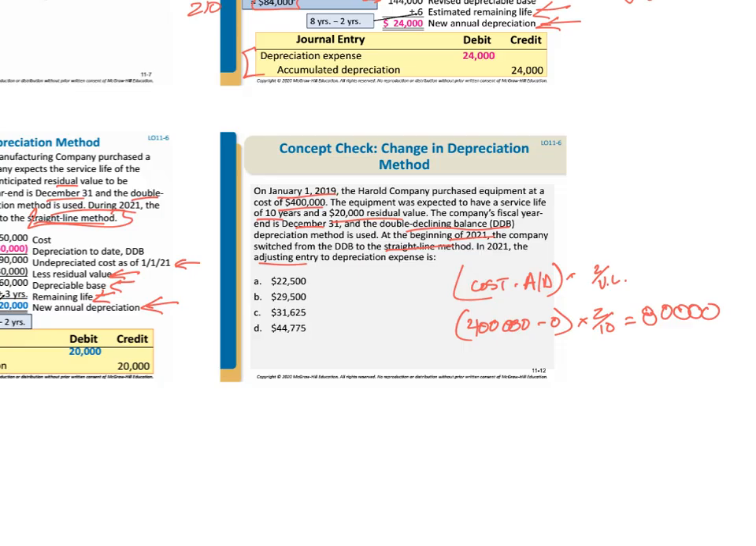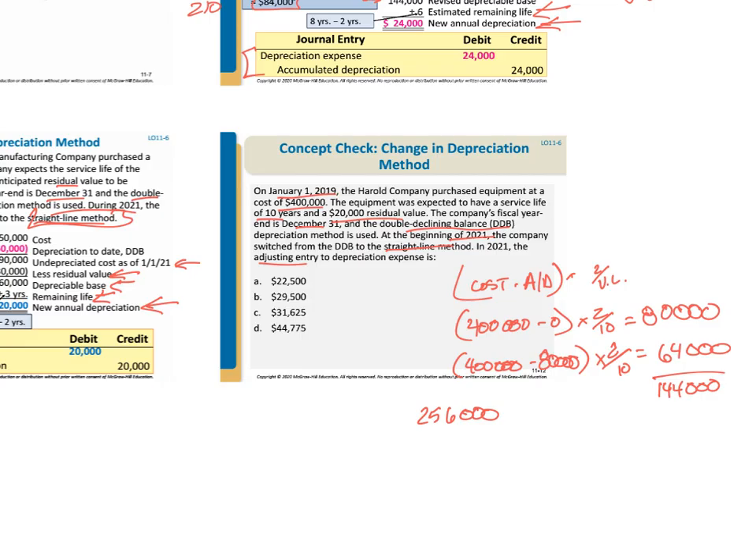We'll then do the second year. We'll retake $400,000. And now we have a cumulative depreciation of $80,000. So we'll back that out as well. Multiply by 2 over 10, and this gives us $64,000. We'll combine these together. We get a total of $144,000, leaving an undepreciated cost or a remaining net book value of $256,000. Our next step is then to convert over to our straight line calculation.